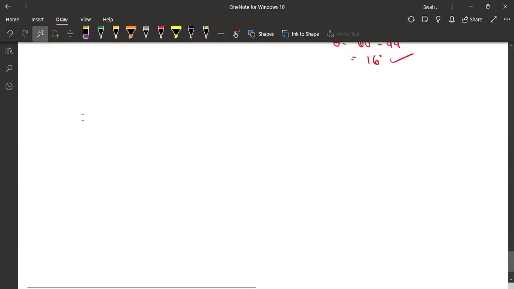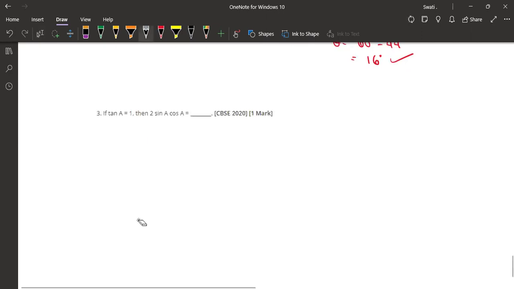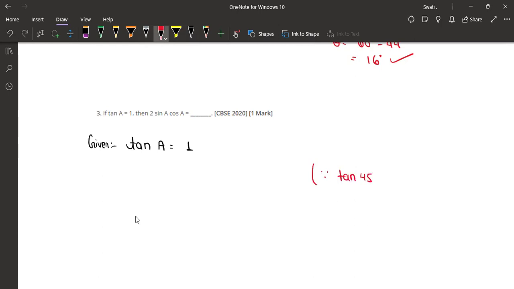So our next question is this. If tan A is equal to 1, then we have to find out the value of 2 sine A cos A. So first of all, let us use the given information. We are given tan A is equal to 1. Now we know that tan 45 is 1. So at the place of 1, I can substitute tan 45.